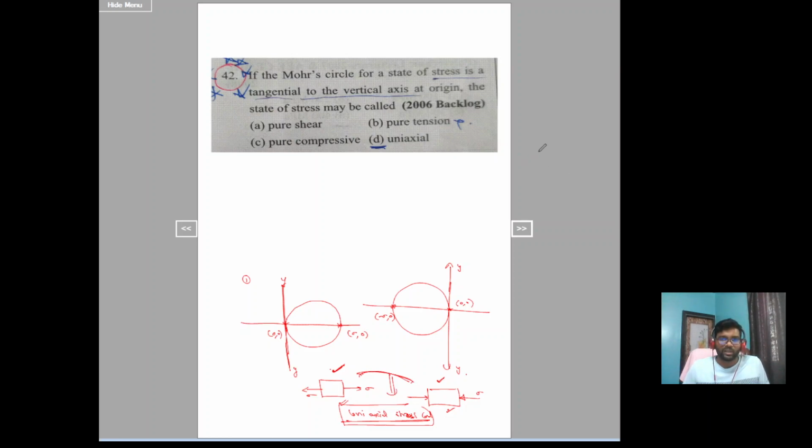Here he has mentioned pure tension. This can be pure tension and this can be pure compression also, but this question perfectly suits this answer. This question represents both pure tension and pure compression, which is uniaxial stress condition. So option D you should choose. Next, question 51.